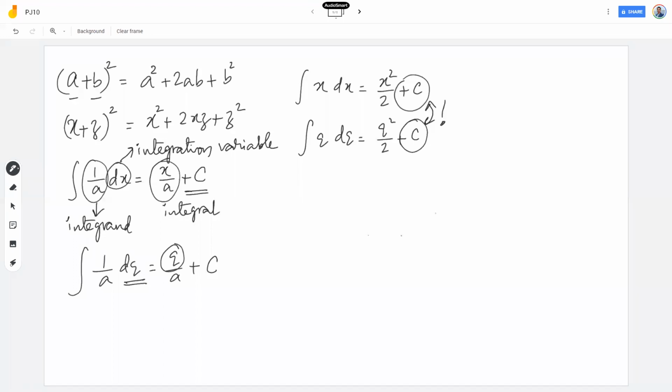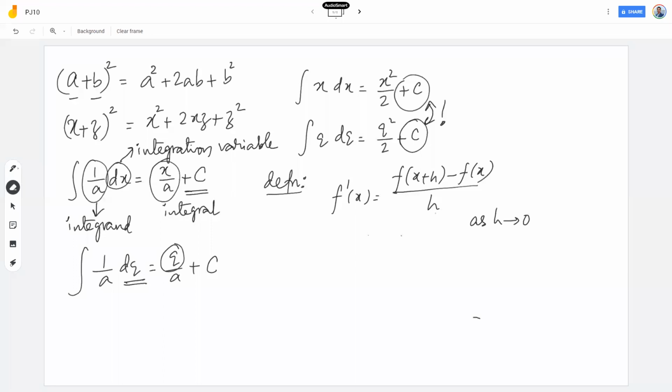See, by definition of derivative, f dash of x is nothing but (f of x plus h minus f of x) divided by h as h tends to 0. h tends to 0 means h is extremely small, very close to and approaching 0. Okay. Now that is the definition of derivative.